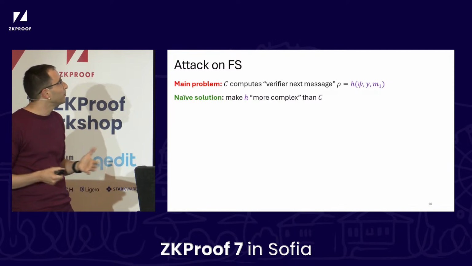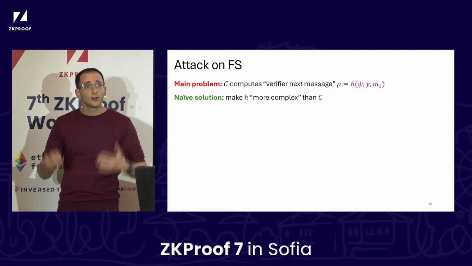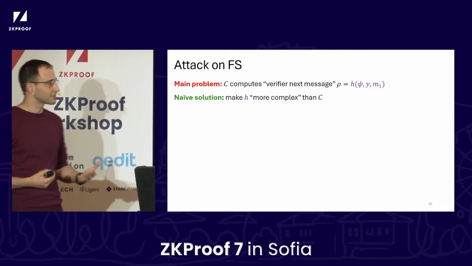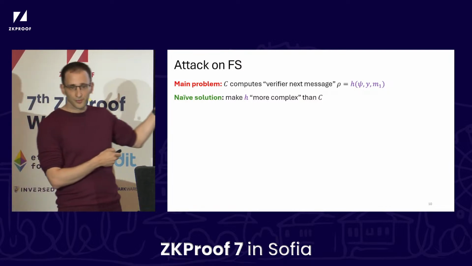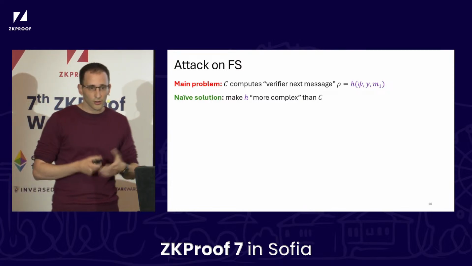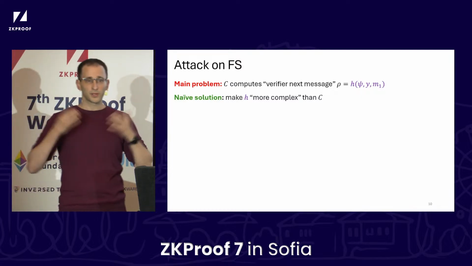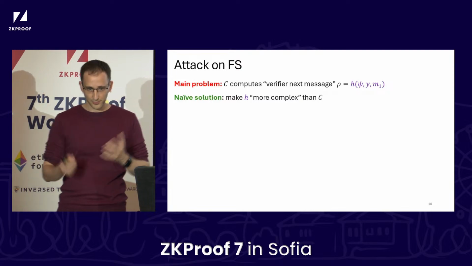So the main problem was that the circuit C had to compute the randomness rho, the Fiat-Shamir randomness, by itself. So it had to compute the verifier's next message rho. That was the problem. And one naive solution, obviously, is to make the function H more complex than the circuit C, such that it cannot do it.